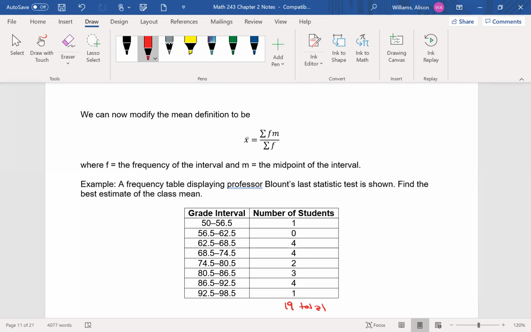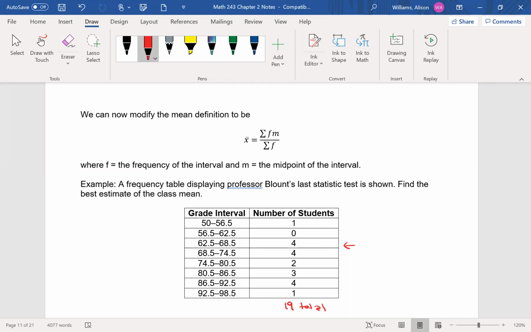Now, the problem is, for these 4 people, I don't know what they actually scored. I don't know if one of them got a 63 and another got a 65 and another got a 68. I have no clue what the actual raw data is. So we have to approximate the data, and the way we do that is using the midpoint of the interval. That's what this formula up here is talking about.